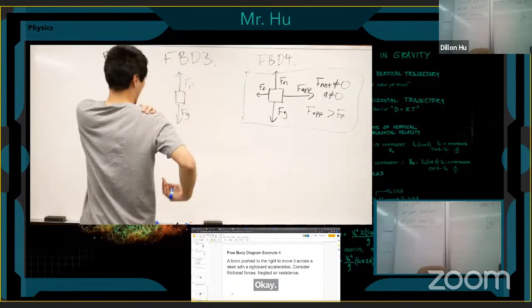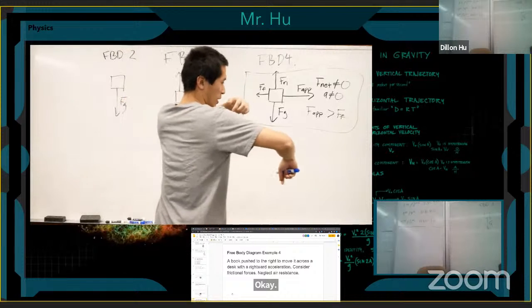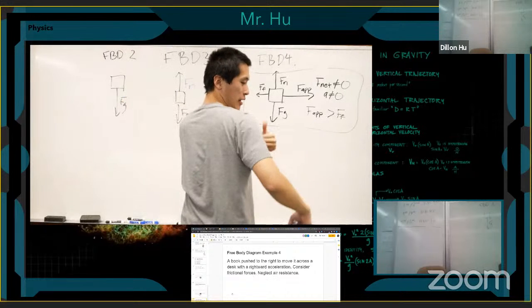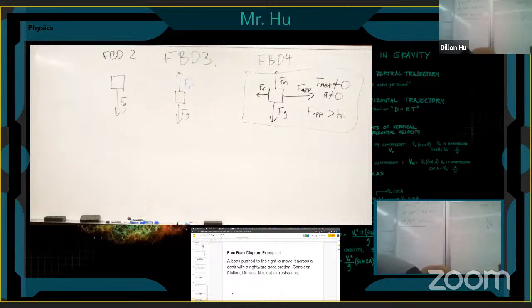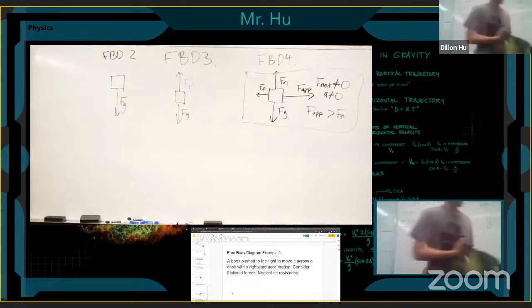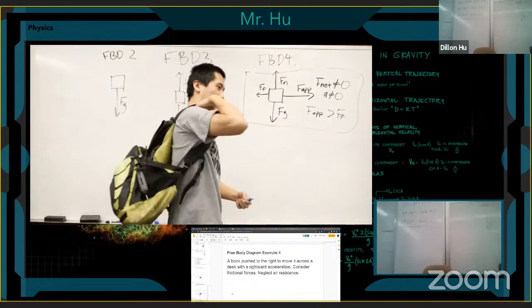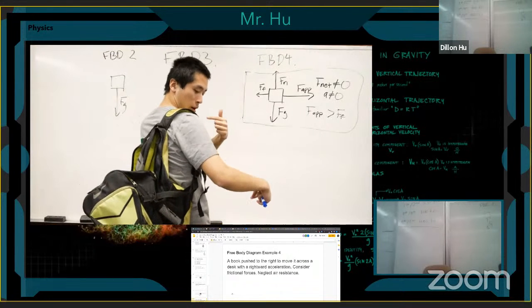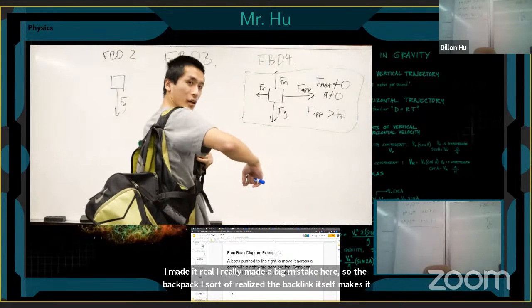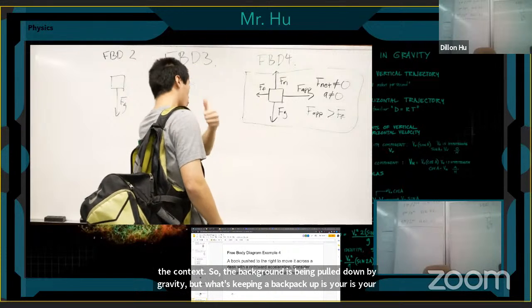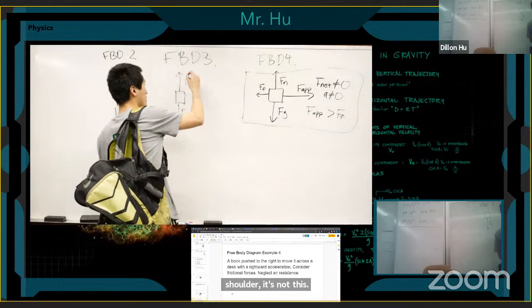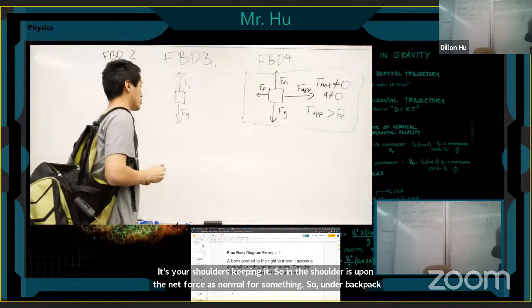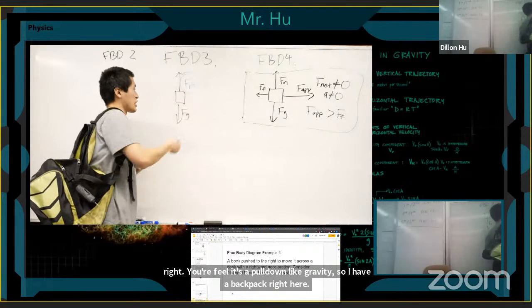So on your backpack, it's being pulled down by gravity. I actually have a backpack right here, I'll show you. I have my backpack on one shoulder. The backpack is being pulled down by gravity, but my shoulder is applying a normal force upwards. So this is actually a normal force and not an applied force. I made a mistake here, so this should be a normal force.